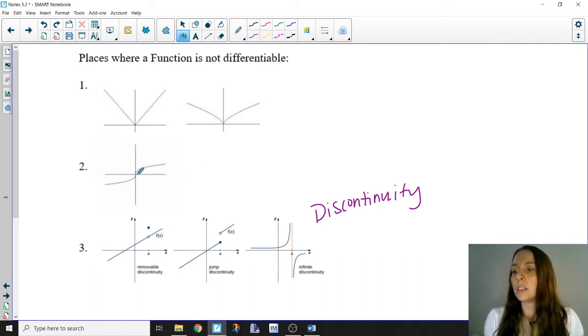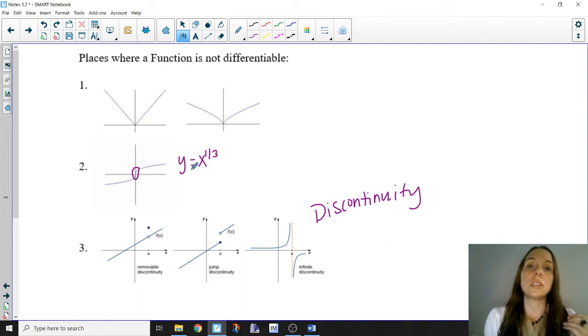Okay. Also, let's go to this one, number 2, because it's really easy to explain. This is a continuous function. This is like y equals x to the 1/3 power, or the cube root of x. But it is not differentiable still, even though it is continuous. It's not differentiable right here, at x equals 0. And the reason is because the tangent line at that point would be a vertical tangent line.